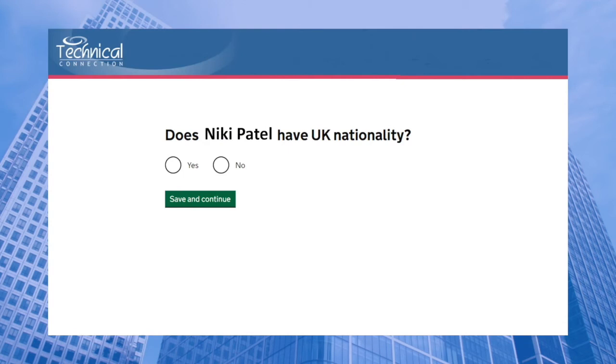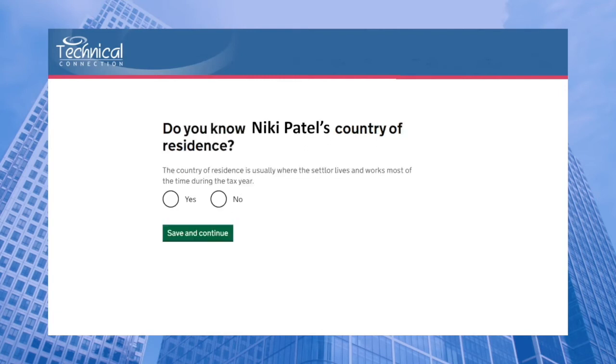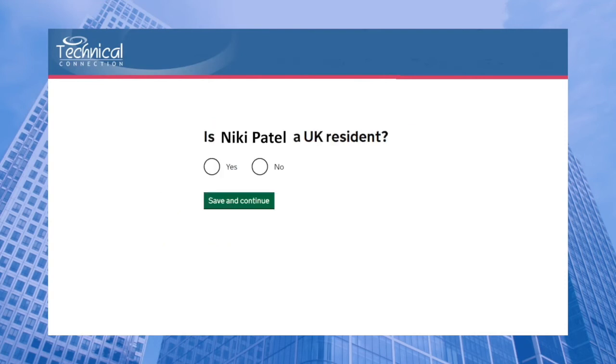I know that I was born in the UK, so here I have a UK nationality, so I would hit yes, and again, press save and continue. I'm now asked about the settlor's country of residence, so where do I live? Again, if I don't know, there is the option to click no. But in my case, I know that I live in the UK, so I will hit yes and answer yes to being a UK resident.